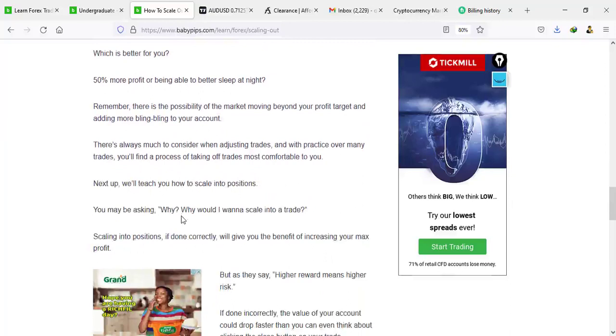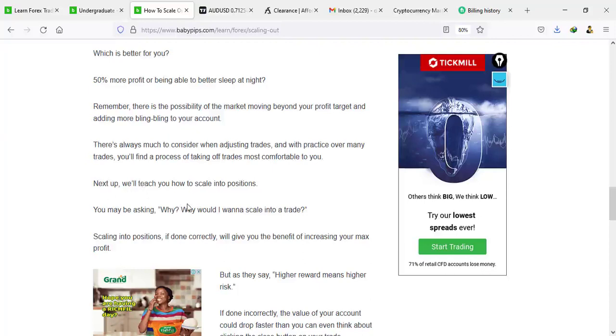And 50% more profit being added to that one, and then it will make you have a good night's rest. So let's say you even closed at 50% and the market came to smash you out at your stop loss, okay? You'll not be worried because you made money at the end of the day, right?